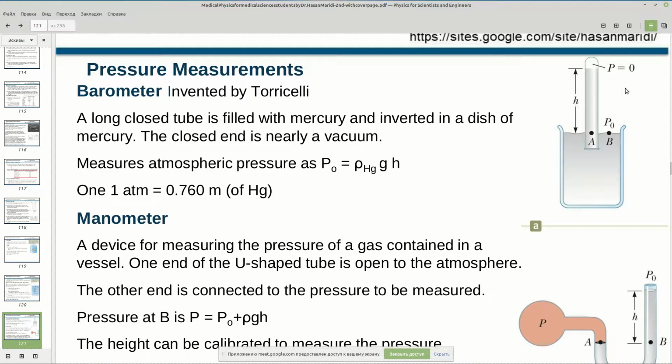So the length of the column of mercury inside the long closed tube gives us the atmospheric pressure.